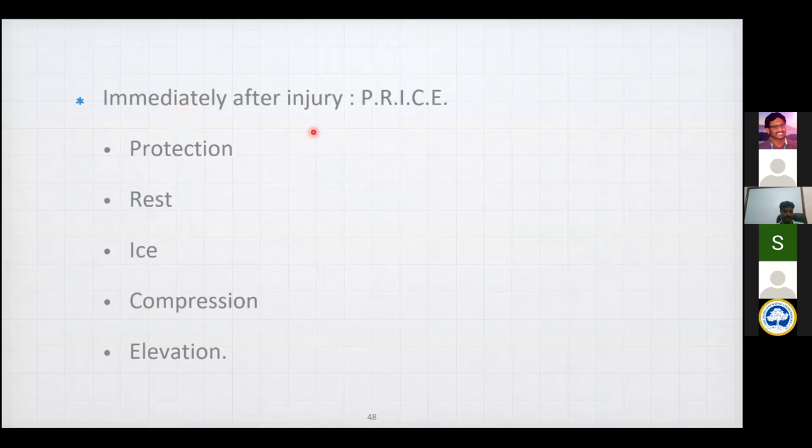So immediately after injury, PRICE, the improvised formation of RICE. So we have to protect the joint. We provide protective equipment like a brace, rest to the joint, ice, compression. 8 to 10 minutes of icing every 2 hours is suggested. Compression of the joint so that the swelling is relieved, and elevation of the joint again to reduce the swelling and increase the venous return.